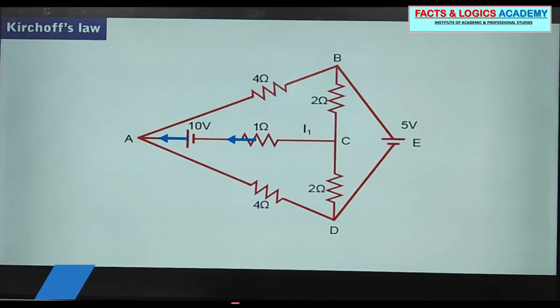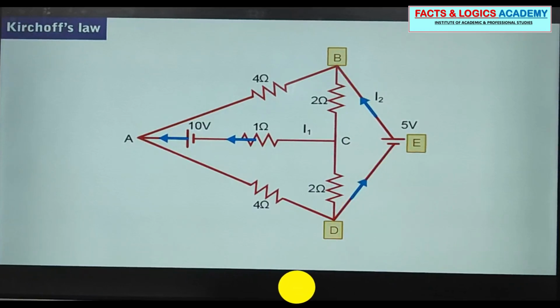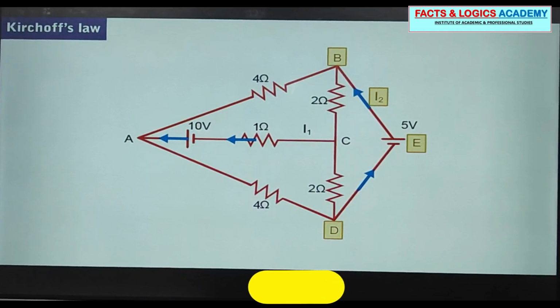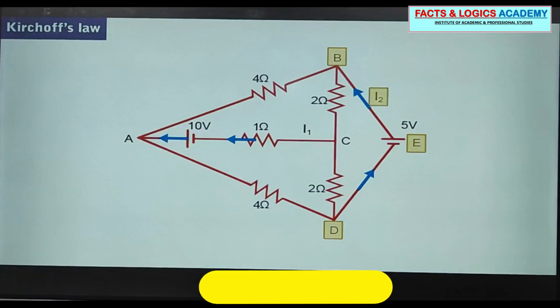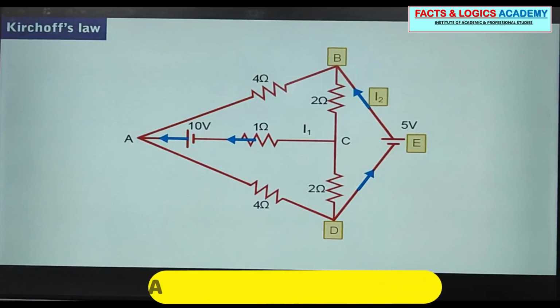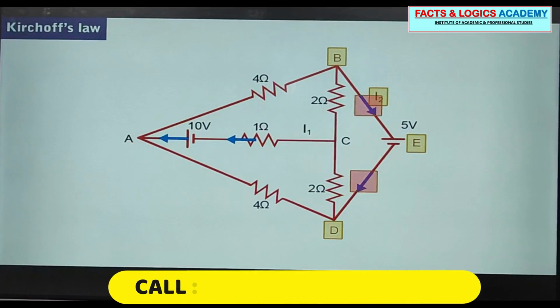Next, let us take the branch BED. Let us assume that the current I2 leaves the 5-volt battery from its positive terminal. Therefore, the direction of I2 is from E to B and D to E. The assumption that we have made for the direction of the current I2 may be wrong. In that case, at the end of the solution of the problem, we obtain a negative value for I2. Then we change the direction of I2 and write the answer.